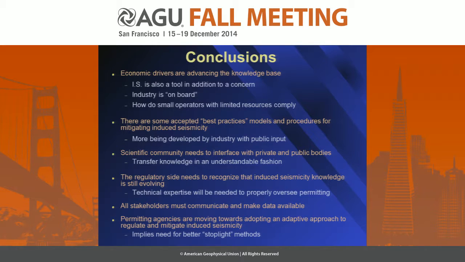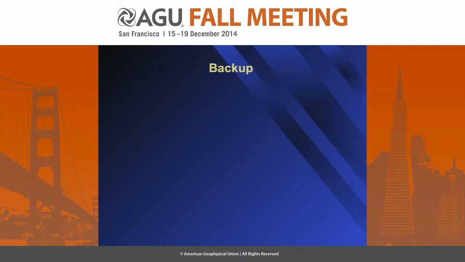The regulatory industry needs to say, all right, we're not perfect in our knowledge of induced seismicity, it's still evolving. And so technical expertise needs to go both ways. All stakeholders must communicate and make data available. That, again, is easier said than done. And the permitting is going, I think, in the right direction. Rather than 'thou shalt do this,' they're going towards a stepwise process: all right, this is all you need to know in this situation, and the more complicated and risky the situation gets, the more information they need. Anyway, that's it.